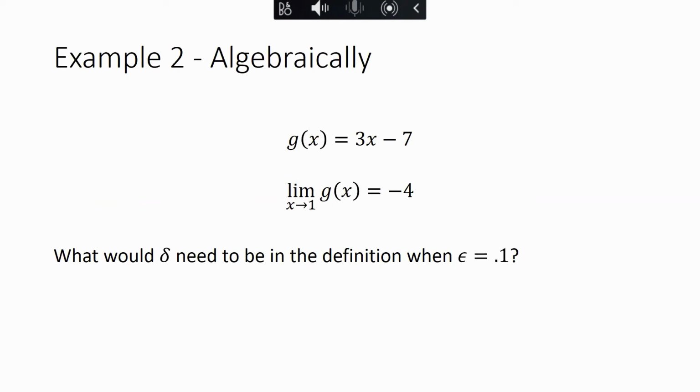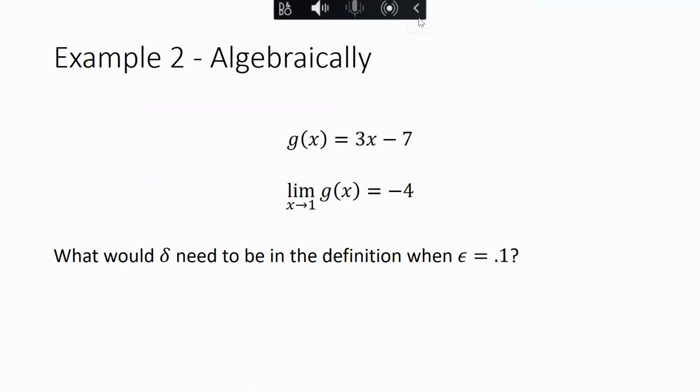A better approach to do these things is algebraically. Now, we saw in our last section that if we had the function g of x equals 3x minus 7, the limit of g of x as x goes to 1 was -4. So instead of trying to do this graphically, let's do this algebraically. What would we need delta to be in the definition if we let epsilon be 0.1?